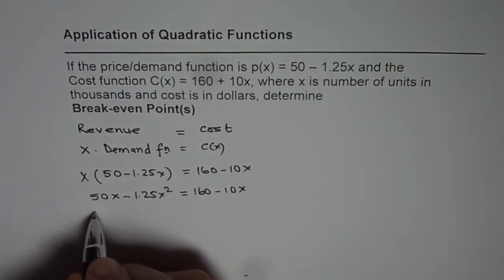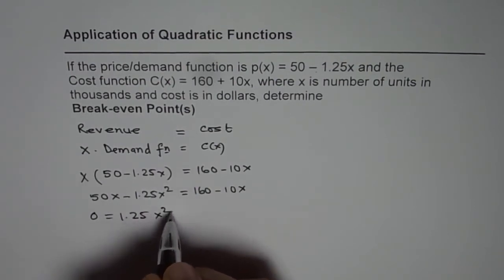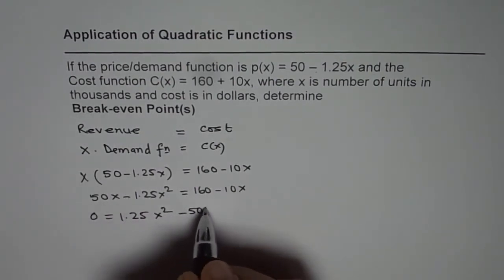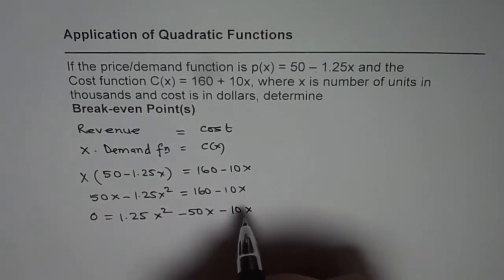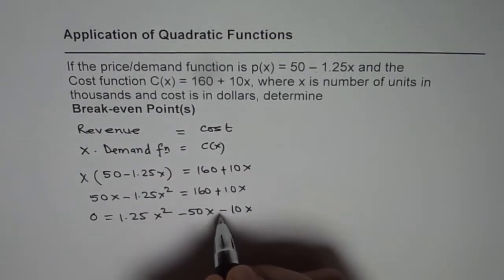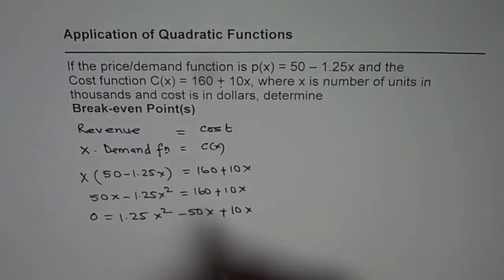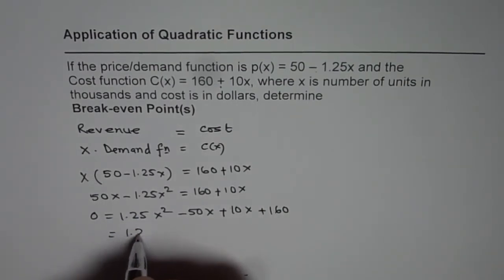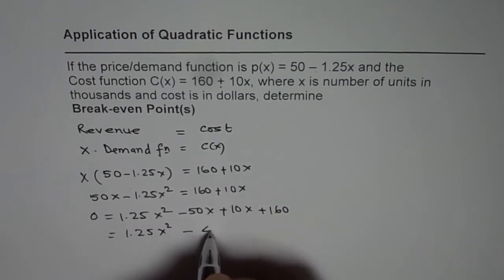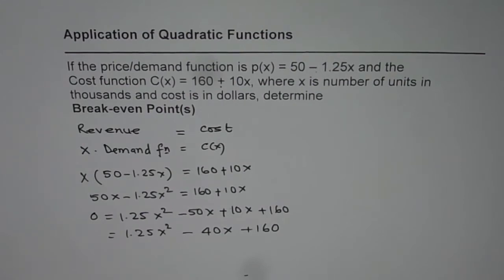Bringing terms together to one side, let's take them on the right side. So we get 1.25x², then minus 50x. We already have 10x here. Well, this is plus 10x. Let me change this to plus 10x; the question is plus 10x, I wrote it wrong. And we have plus 160. Let's combine the like terms. We get 1.25x² - 40x + 160. So that is the quadratic equation which can give us the break-even point.